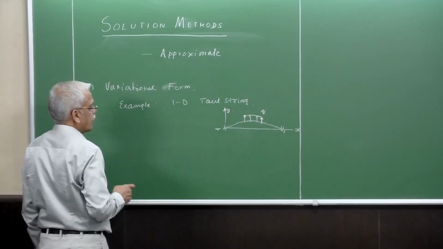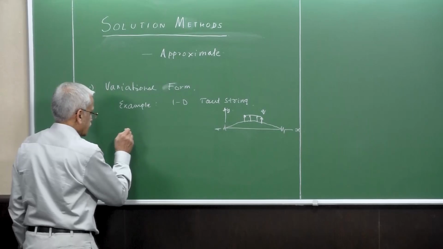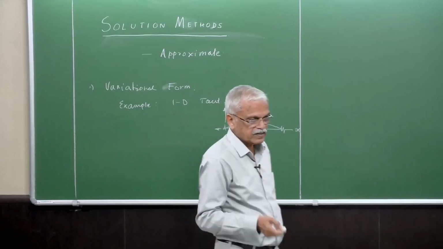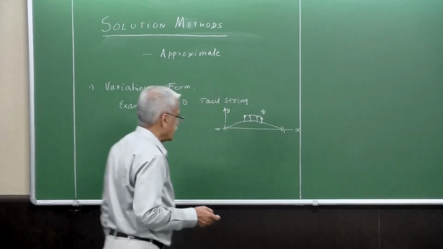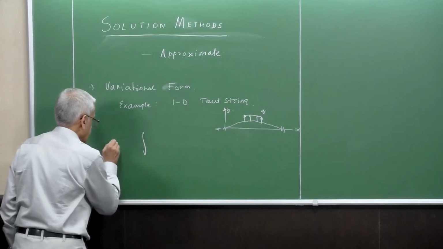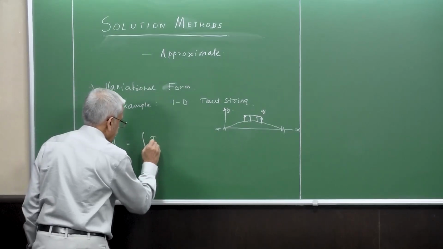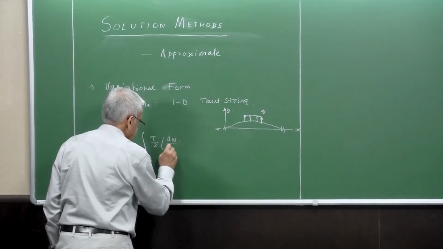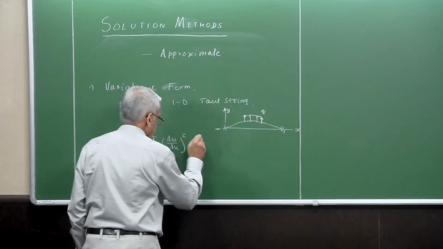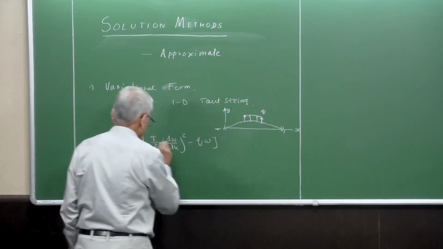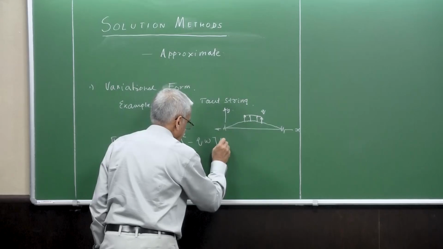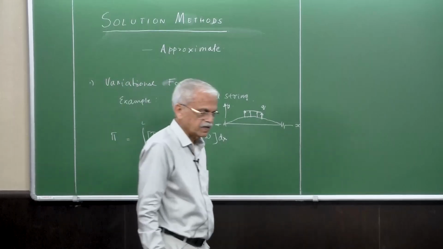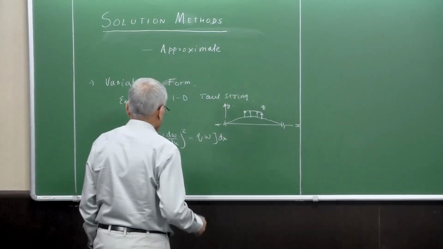So the variational form of this problem is, as we said yesterday, the formulation in terms of potential energy, and the potential energy we have written as phi. So this is the potential energy, and W is the solution.